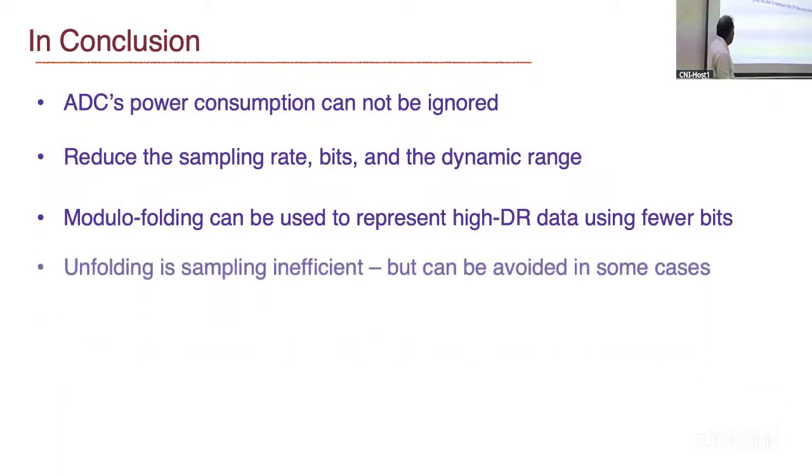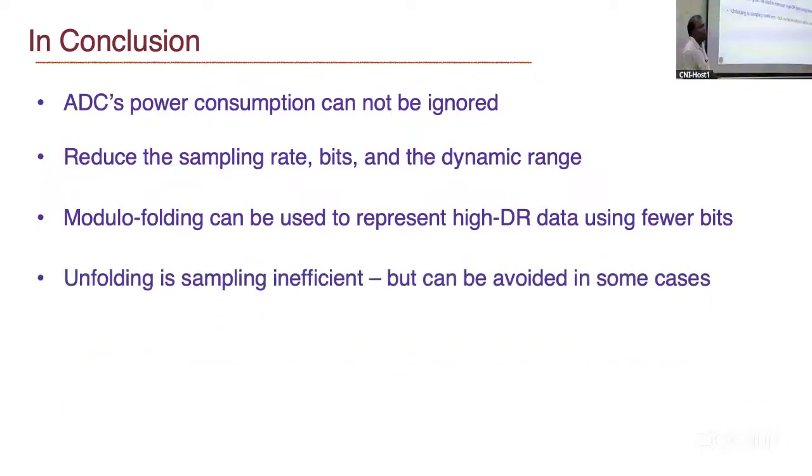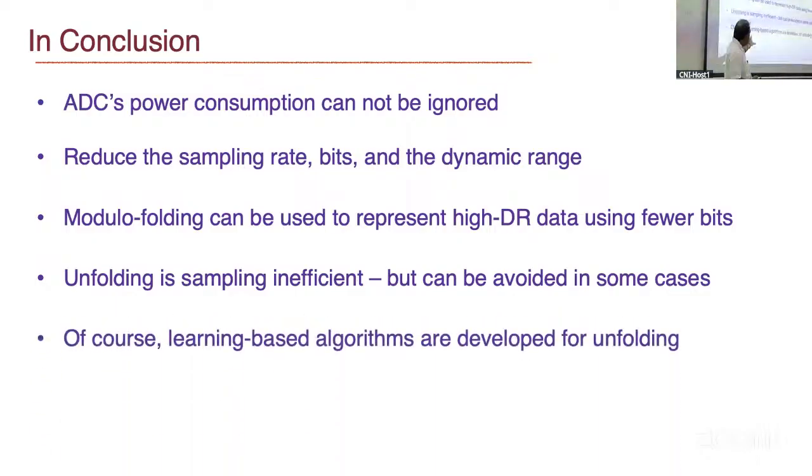Sometimes unfolding may not be very efficient because it requires high oversampling. However, it can be avoided in some specific cases where you need not have full reconstruction, but you're trying to capture some important information about the signal. And of course, many people might be interested: deep learning methods have been developed and people are using them for these kinds of problems. There is some success, but a lot of scope to improve.